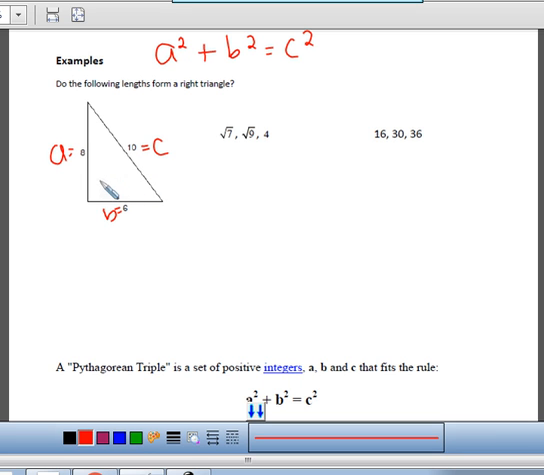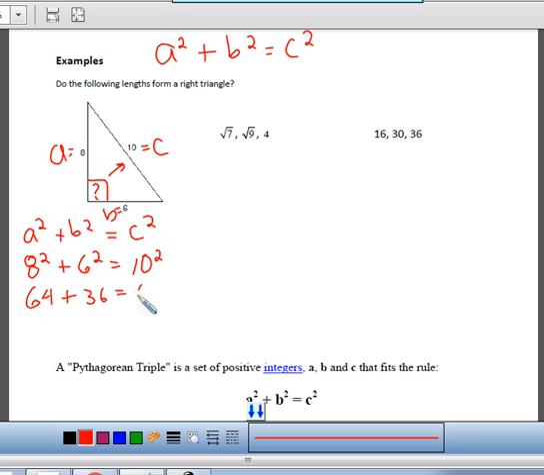Why? Well, first of all, it looks like if this is the right angle, which it looks like it is, then the hypotenuse is always across from it. The other thing you know is the hypotenuse is the longest side, and 10 is obviously bigger than 6 or 8. So now I'm going to test a squared plus b squared equals c squared: 8 squared plus 6 squared equals 10 squared, 64 plus 36 equals 100, 100 equals 100, and it checks.